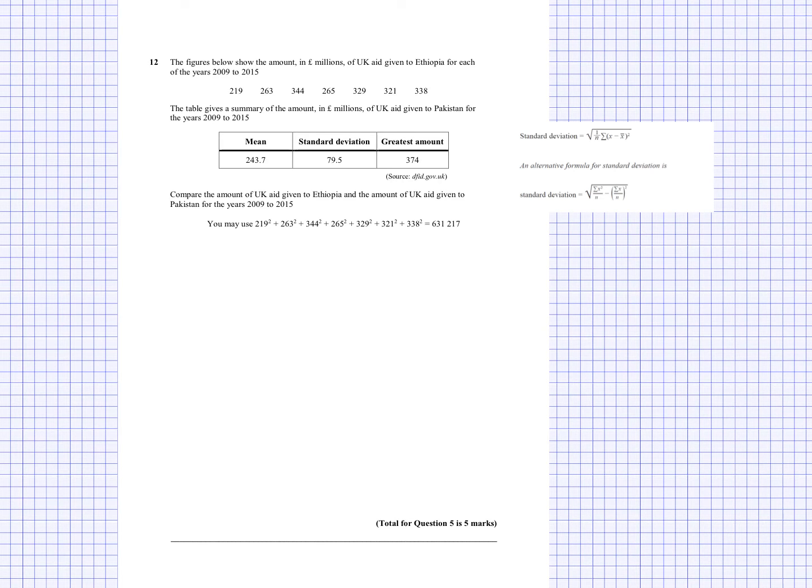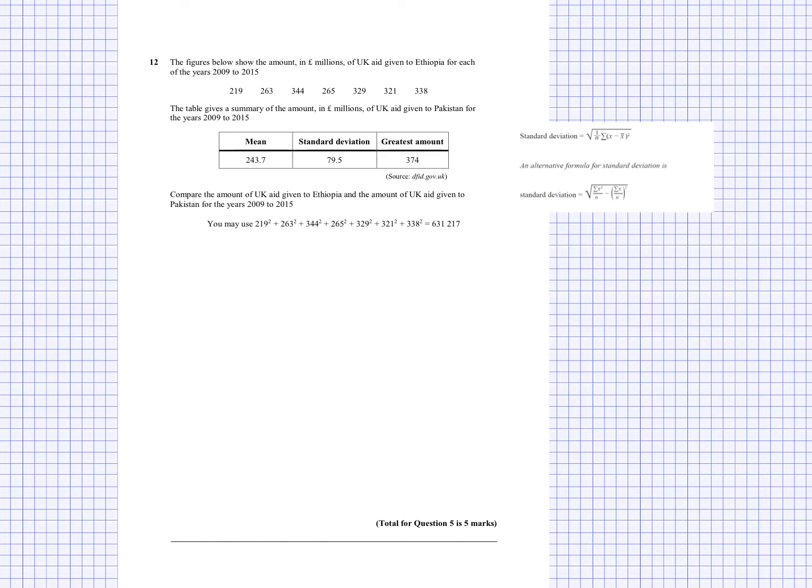So what we need to do is find the mean of this, compare to this. So say which is higher, which is lower, okay? So say, on average, so on average would be that we're giving an interpretation as well. So on average, UK has spent more money in UK aid to Ethiopia or Pakistan, or whichever one is less, over the years 2009 to 2015. Okay, so that's what you're going to say.